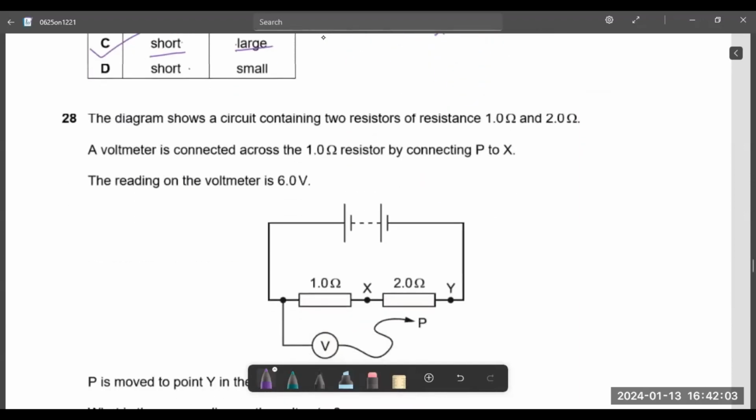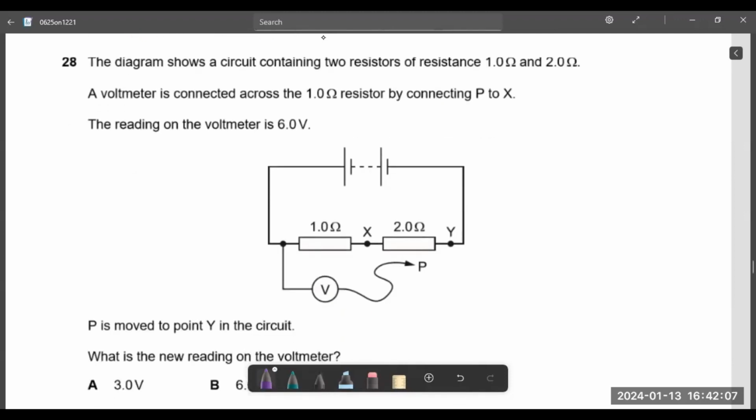The diagram shows a circuit containing two resistors of resistance 1 ohm and 2 ohm. The voltmeter is connected across 1 ohm. So this voltage is given as 6 volt. Then it is moved to point P. We need to find this voltage. What is the new reading in the voltmeter?